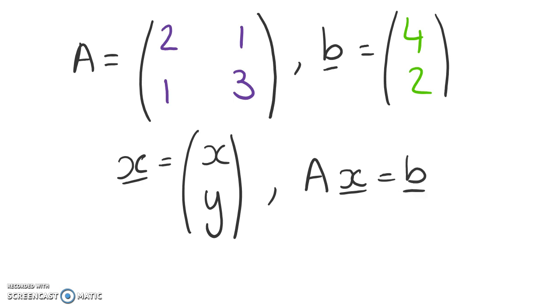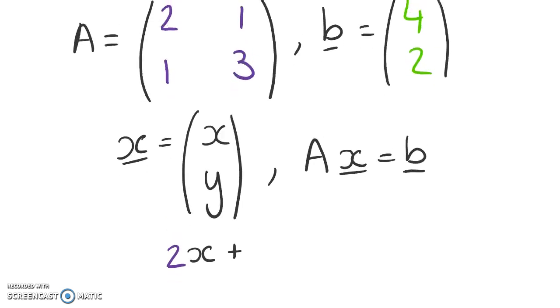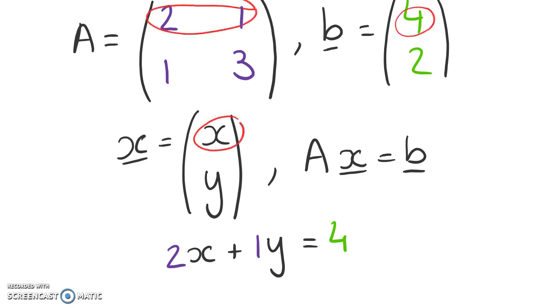If we're going to convert back to a set of simultaneous linear equations, all we're going to do is take the coefficients from A, multiply them out by our vector x, and then equate to our right-hand side vector B. That means we have 2x plus 1y equals 4 from that first row here. So first row, first row, first row.